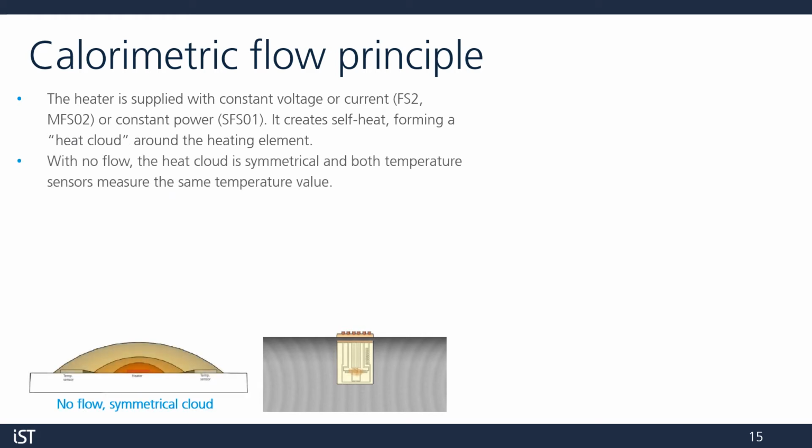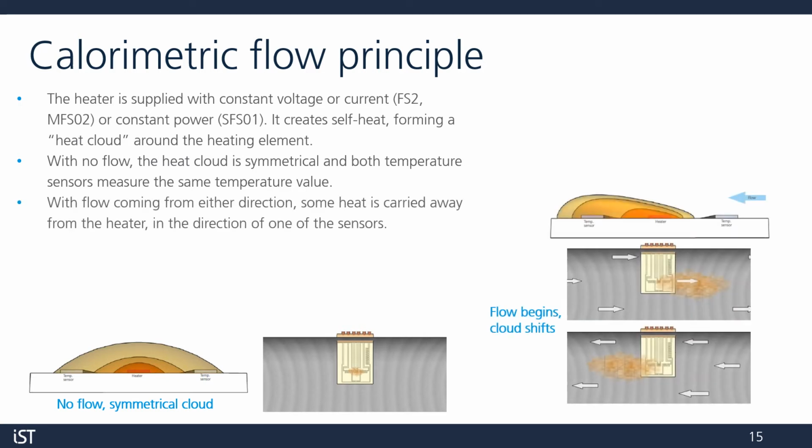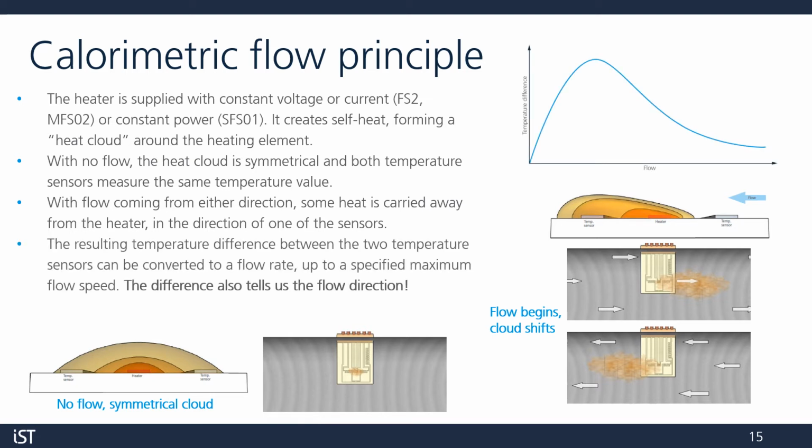With no flow, the heat cloud is symmetrical. Both of our temperature sensors will read the same. When flow starts from either direction, some heat is carried away from the heater in the direction of one of the sensors. The temperature difference between the two temperature sensors can be converted to a flow rate, up to a maximum specified flow speed. The temperature difference also tells us the flow direction.